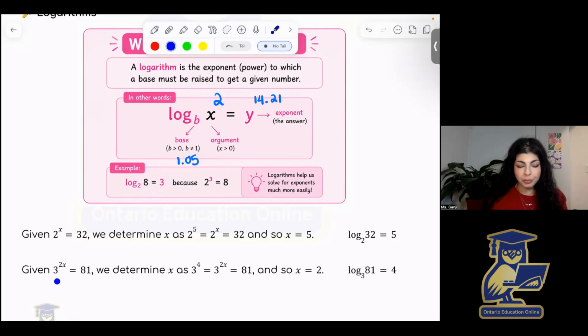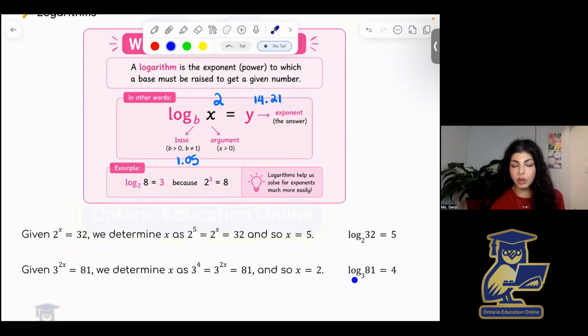If we also have 3 to the power of 2x is equal to 81, we're still trying to figure out what that exponent is. But now we have to keep in mind when we solve for x, this is 2x. The exponent is really 2x, and then we're trying to solve for x. So really, we first want to know what this exponent has to be.